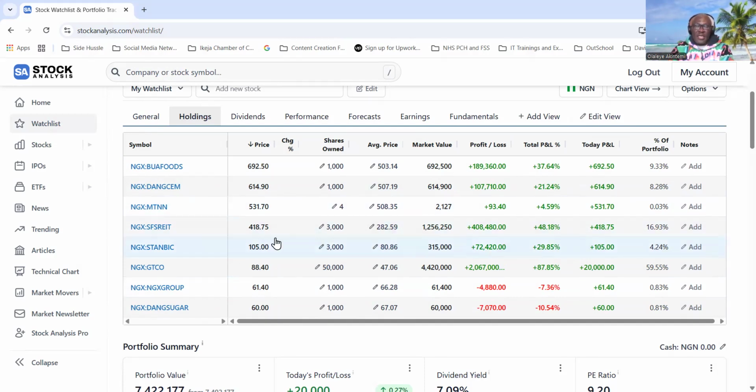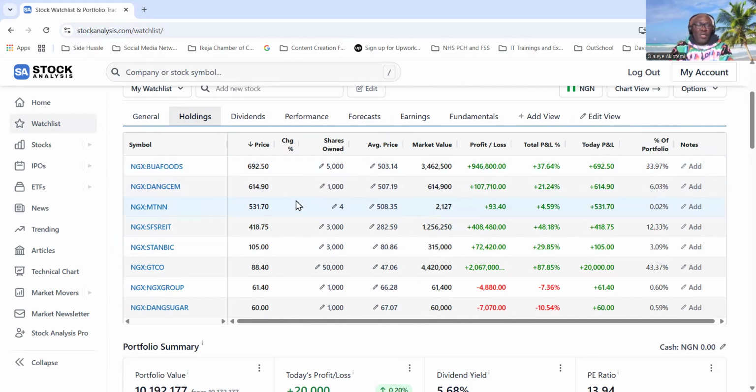So once you've added all the stocks you want to add, the first thing you need to do is click on holding. And when you click on holding, you can edit under shares owned. So what you need to do is put how many shares you own for each of those stocks. So for Boa Food, I have 1,000 units. But let's say you have maybe 5,000. You can just click and then put 5,000.